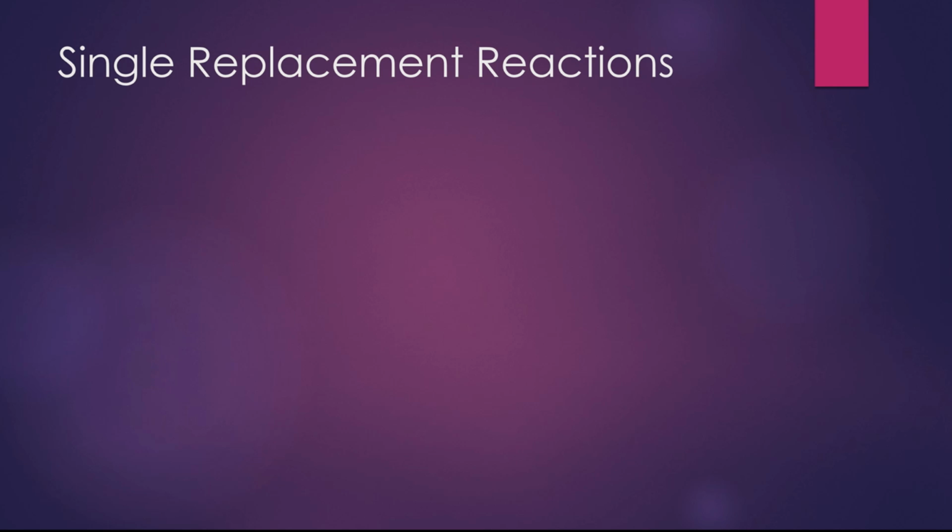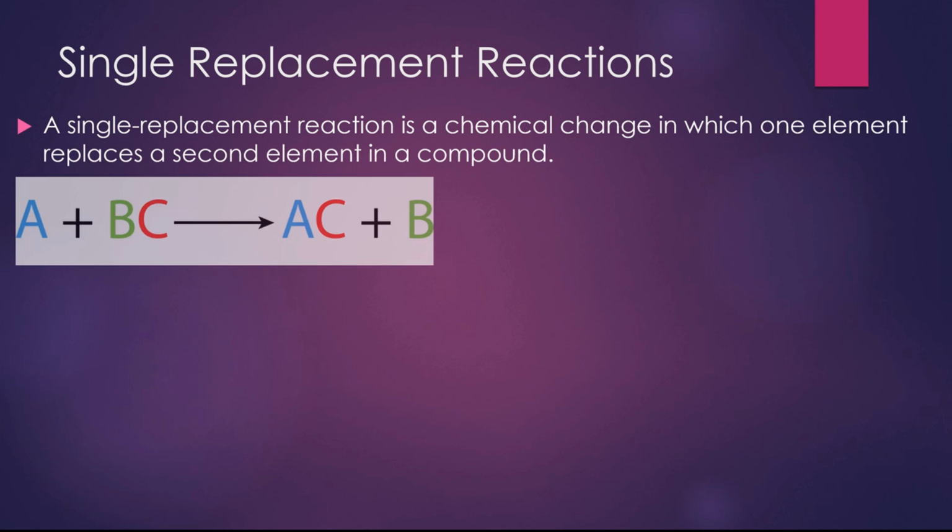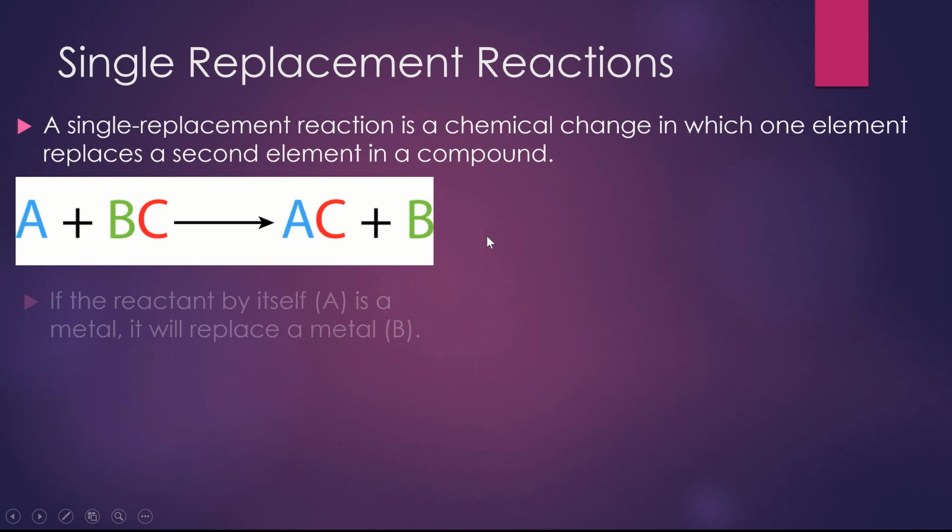Welcome to lesson 11.2. In this lesson, we're going to take a look at single replacement reactions. So much as it sounds, a single replacement reaction involves an element by itself replacing an element that's in a compound. So here we see we have A plus BC, and it's going to react to form AC. A is now taken the place of B, and B is now an element by himself. So B was replaced.